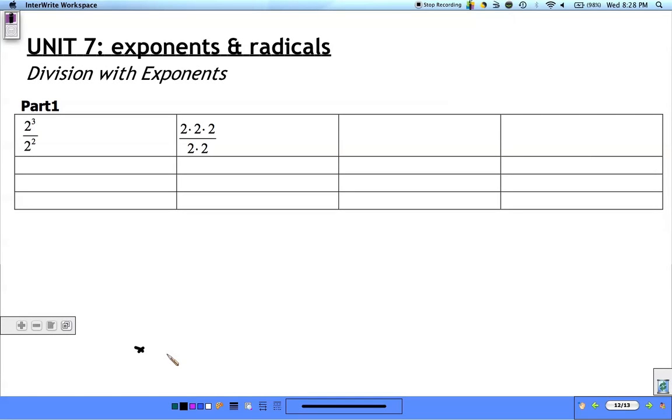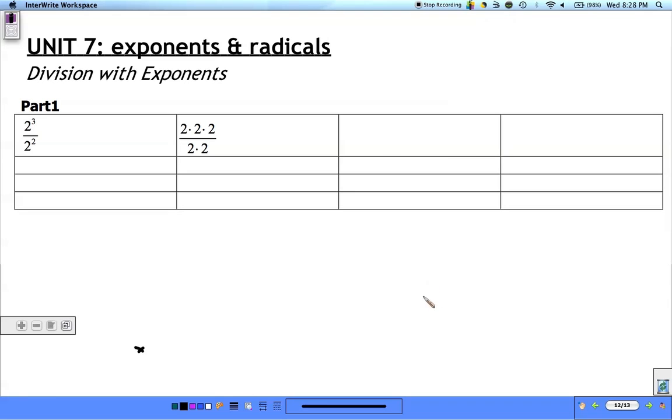Okay, the last thing we're going to look at with videos today is, again, in Unit 7, the Exponents and Radicals unit: we're going to look at division with exponents. So we're going to use the skills that we learned with multiplying with exponents and expanding and all of that, but we're going to apply that with division.